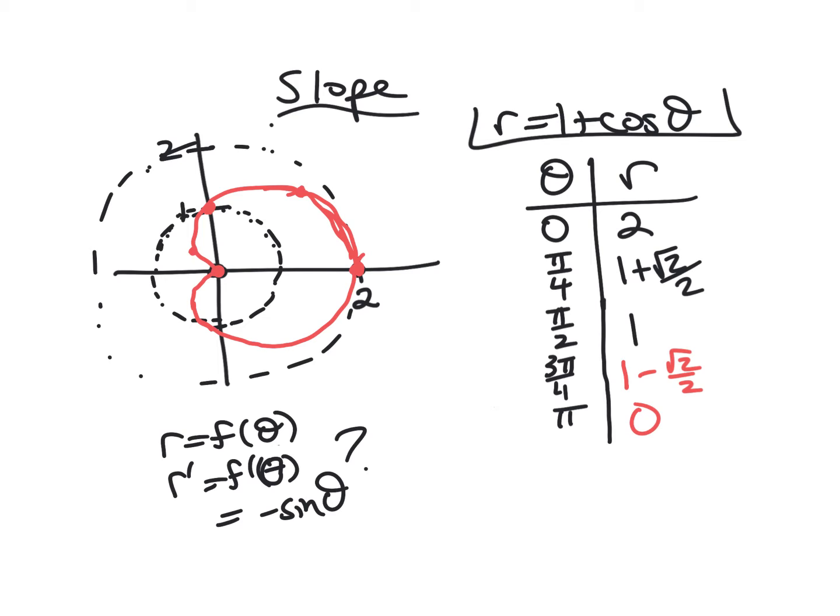Well, what's an easy point to check? At theta equals 0, we should have a vertical tangent line. But sine of 0 is 0, so this f prime of theta is 0 here. That would suggest a horizontal tangent line, so no, that's not going to do it. So what do we want to do?